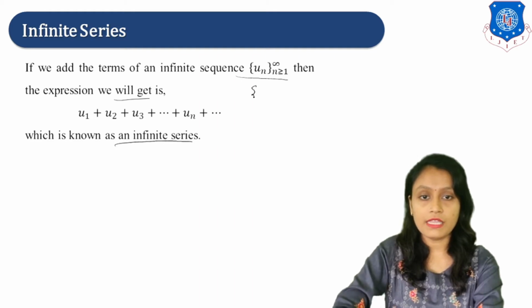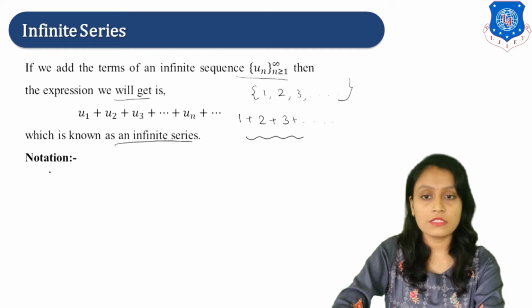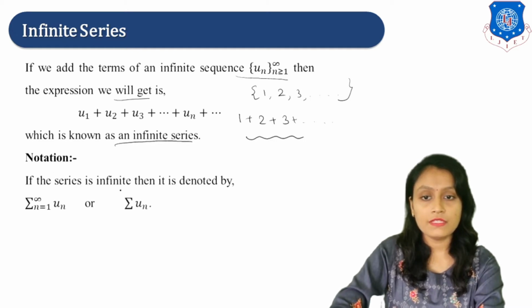For example, if we have the sequence 1, 2, 3 and so on, this is an infinite sequence, and if we add the terms of the sequence, you will get an infinite series. Now let's discuss its notation. If the series is infinite, it is denoted as summation n from 1 to infinity un, or simply summation un.